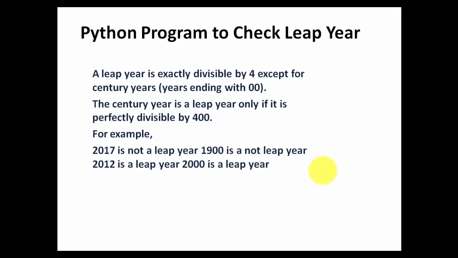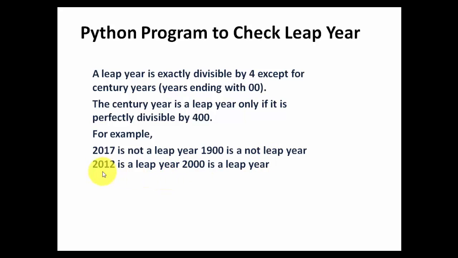So when there is a century year, we have to check whether the century year is perfectly divisible by 400 or not. Like, as you can see over here, 2017 is not a leap year, and here 1900 is perfectly divisible by 4, but we have to check again whether it is perfectly divisible by 400 or not, because if it is not divisible by 400, it is not a leap year. When we divide it by 400, it doesn't give us the remainder 0. It is not perfectly divisible by 400, so it is not a leap year.